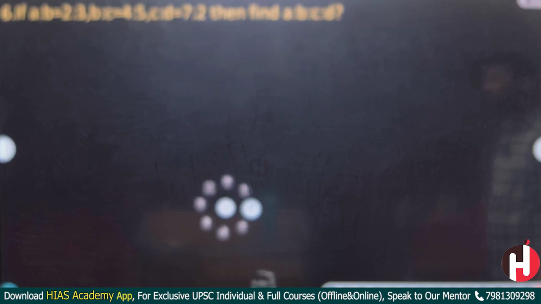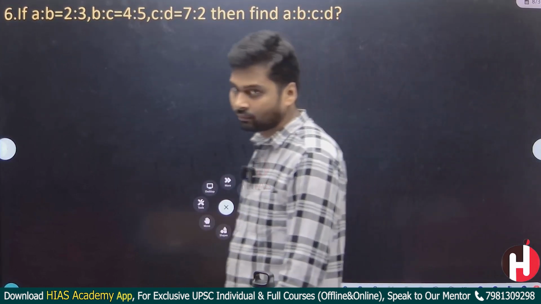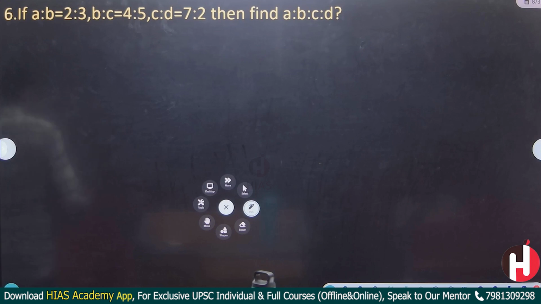Right. Next one. Try to do it normally. After that, I'll tell you how to do it fast. It is given that A is to B is equal to 2 is to 3, B is to C is equal to 4 is to 5, C is to D is equal to 7 is to 2. Then find the A is to B is to C is to D value.